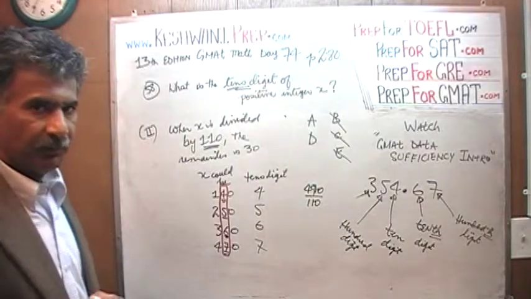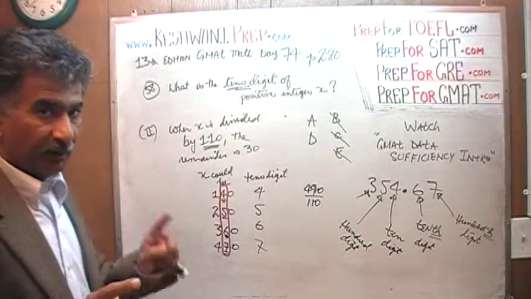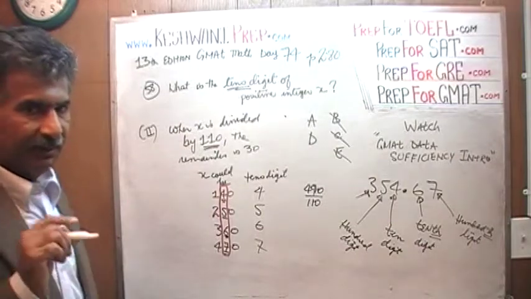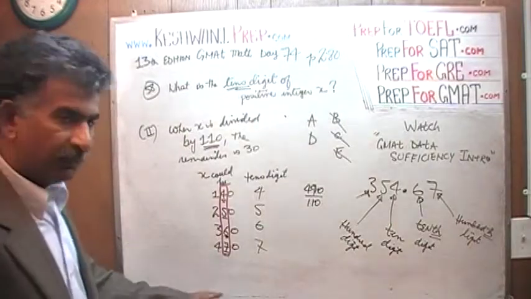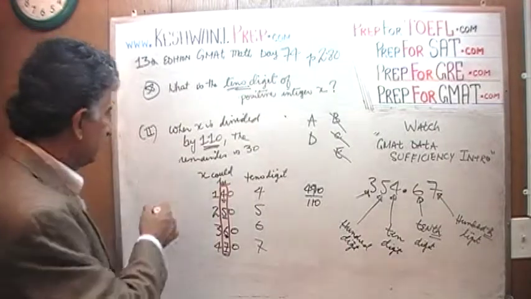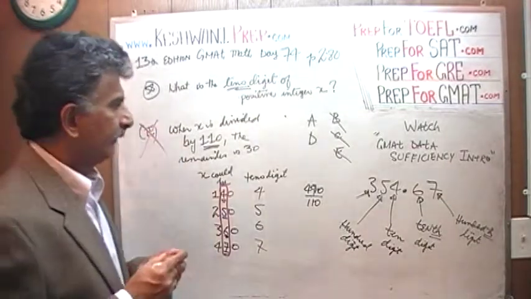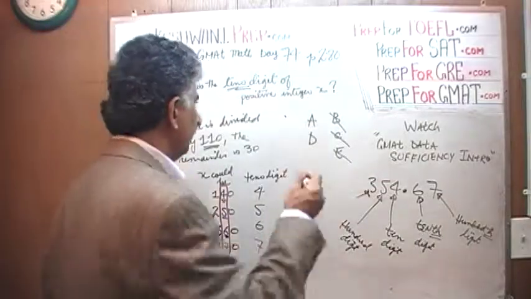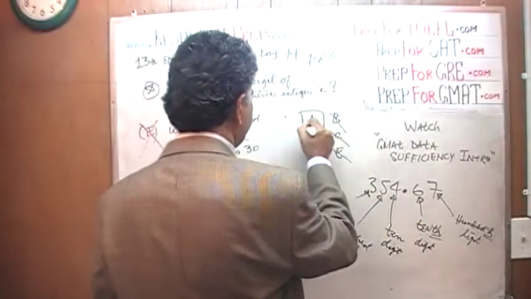But of course, we know from the first statement, because the statements are always consistent, that it has a tens digit of 3. If we were to keep on going, eventually we will see the 3. Anyway, the second statement by itself does not do the job, and therefore the answer is A.